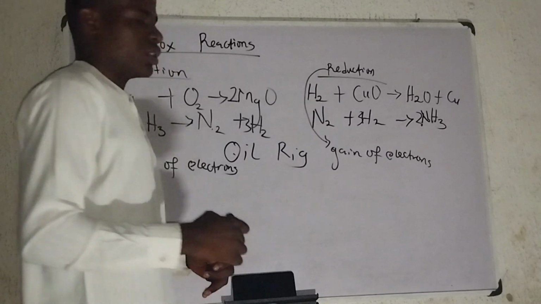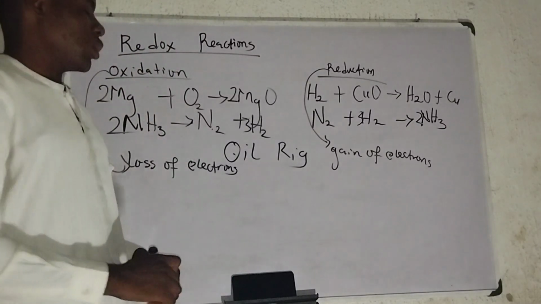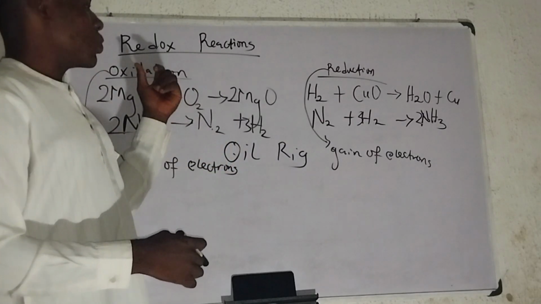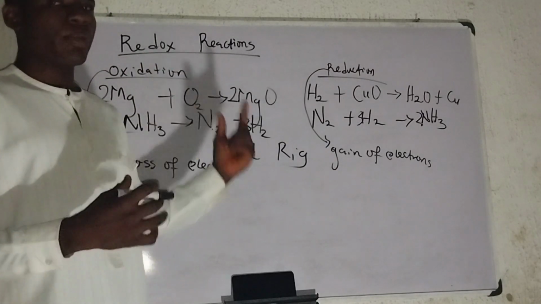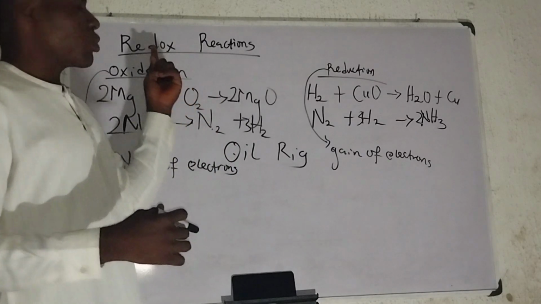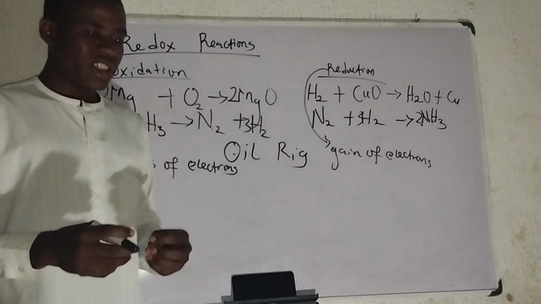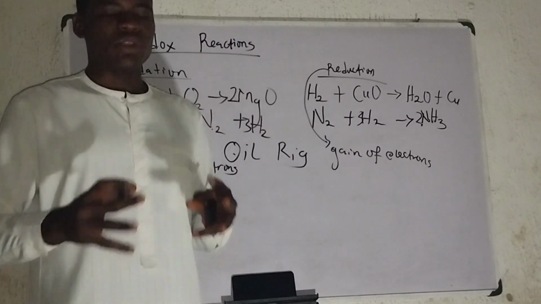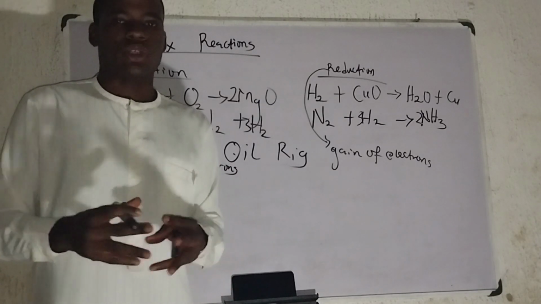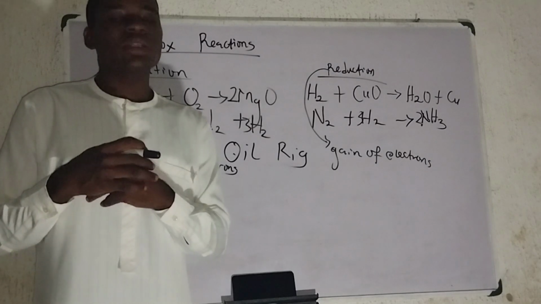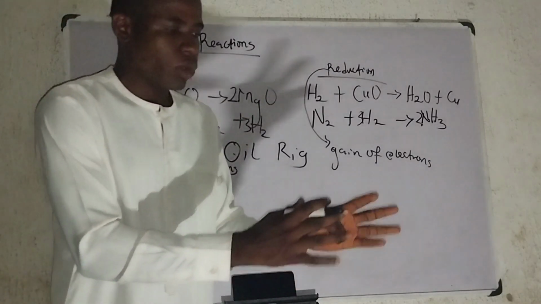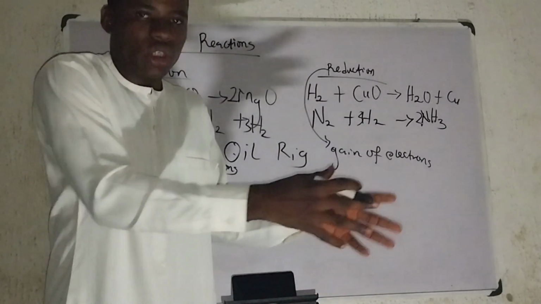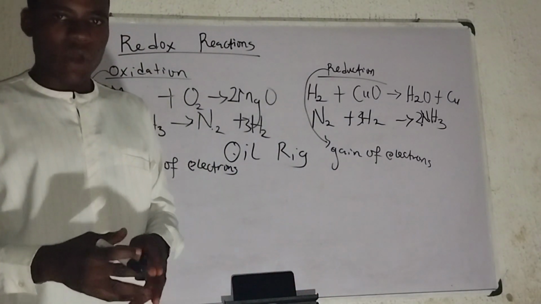That's what RIG means. Now in redox reactions, we've tried to explain reduction and oxidation separately. For a reaction to be redox, reduction and oxidation must be occurring at the same time. It's just like a simultaneous process, simultaneous equations. Two things occurring at the same time. So we have oxidation occurring and at the same time reduction occurring. I hope it makes sense.